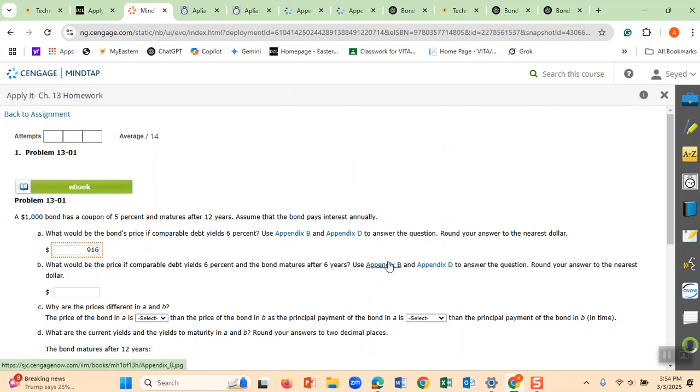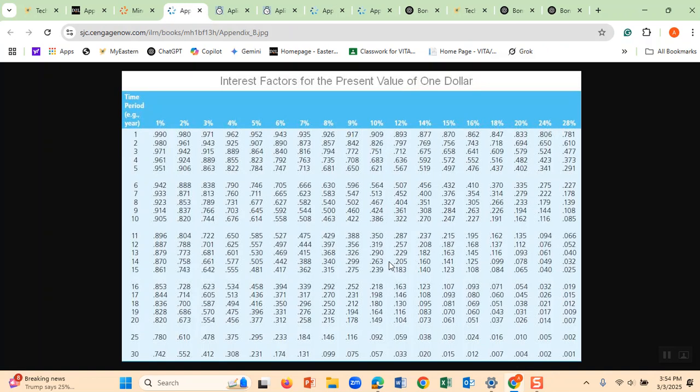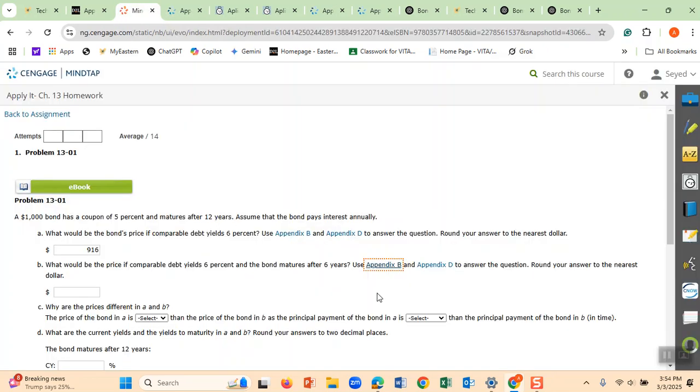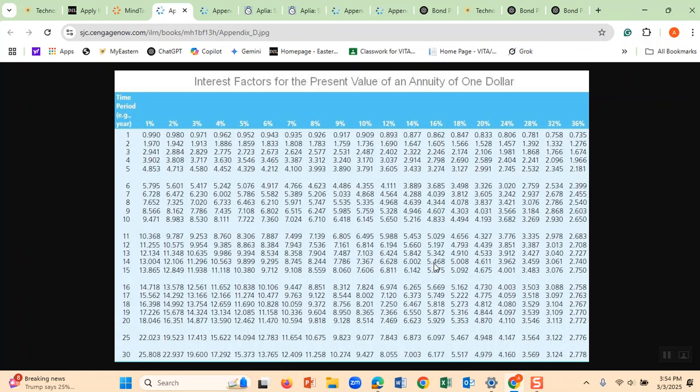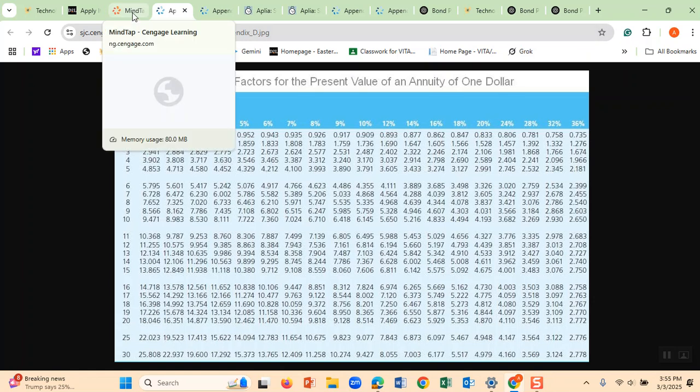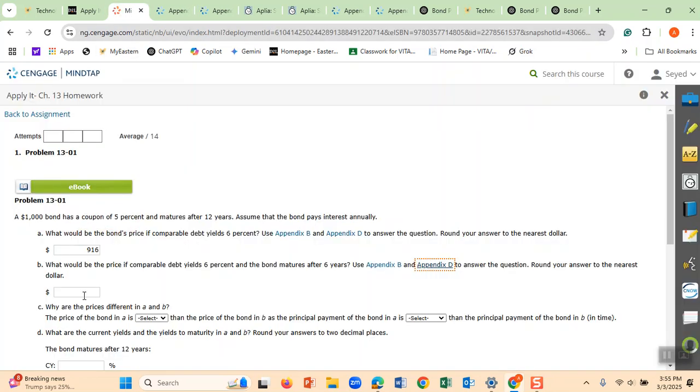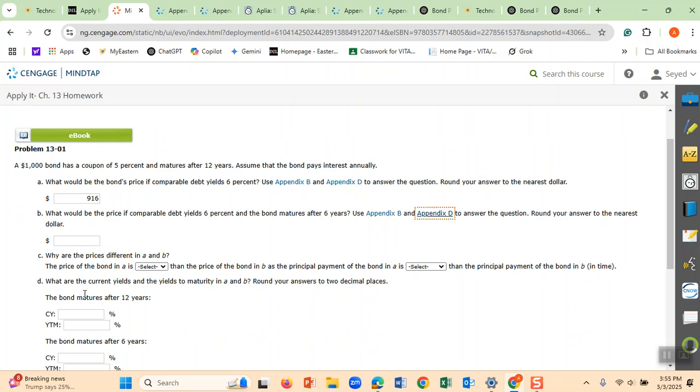Then we use the same table. When I click here, this is Appendix B. That is the annuity table. And the other one, which is this one, is the present value of that $1,000 that is giving you. Therefore, I want you to become familiar with this. I know that these problems can be time consuming, but you will learn significantly.